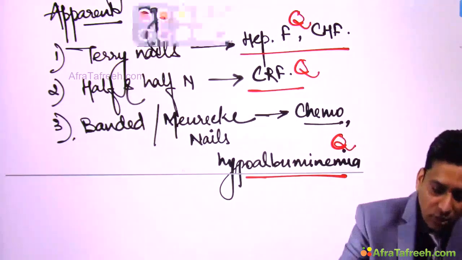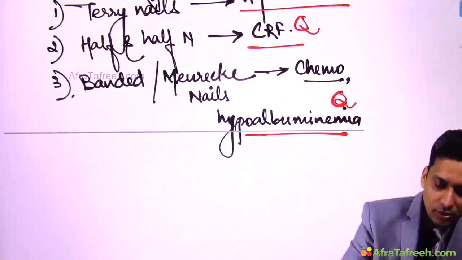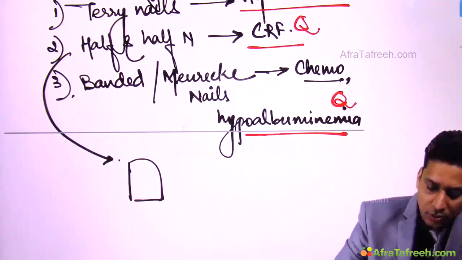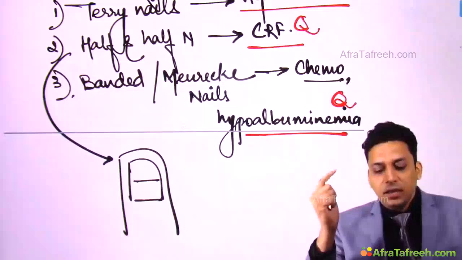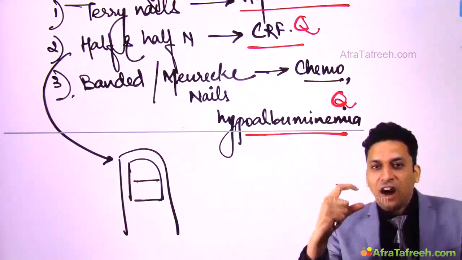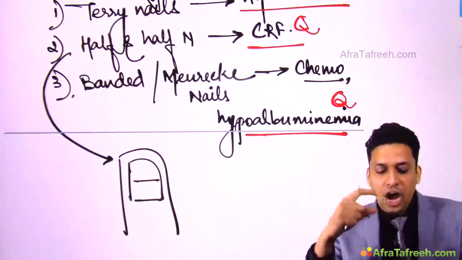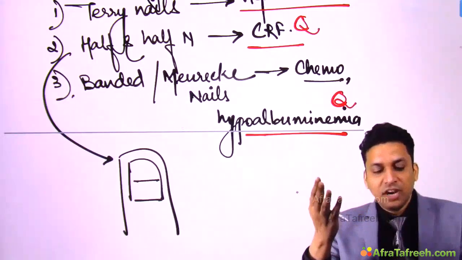Let us try to understand what is happening here. See, half and half nail is very obvious, isn't it? Let us consider this is the nail of the patient who is suffering from chronic renal failure. Since it is half and half nail and it is an example of leukonychia, half nail will become white. So half nail will become white. Now the question is, which half? Proximal half or distal half? Which half becomes white?